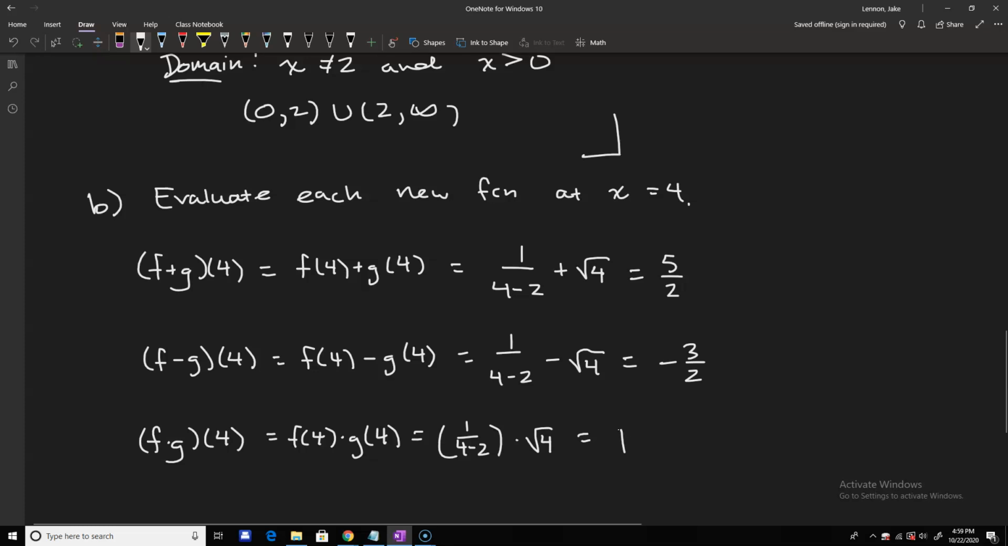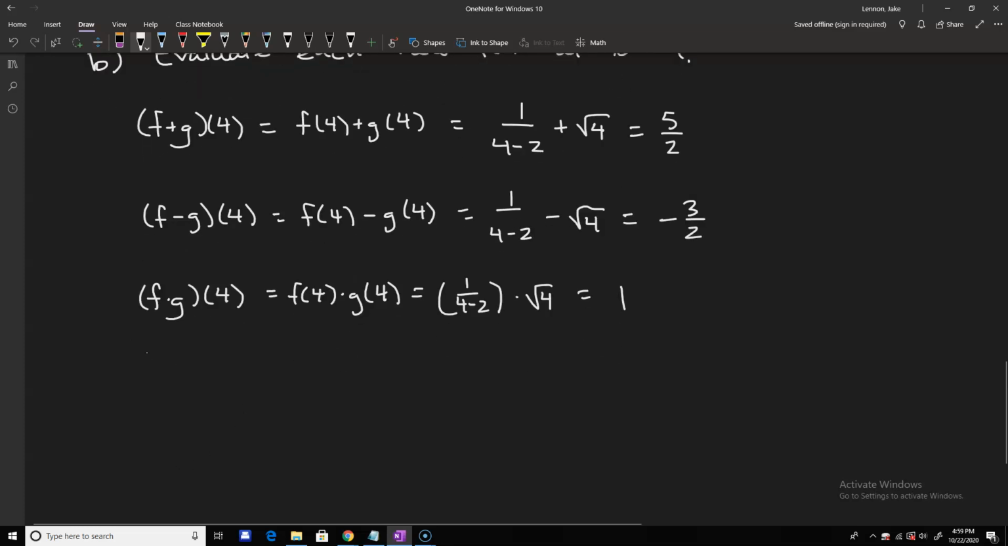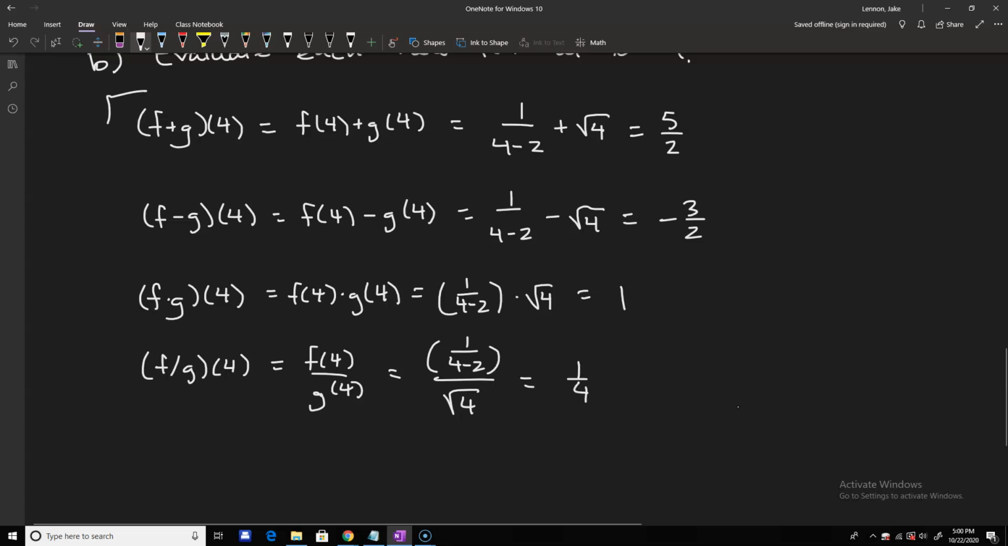And then lastly, we have the division. So we have f over g of 4, which is f of 4 over g of 4, which is 1 over 4 minus 2 divided by the square root of 4. And this comes out to 1/4. So that is applying all of those functions at a single point. And again, that's all we're really doing is applying each function separately and then combining them using whichever operation is indicated by its name.